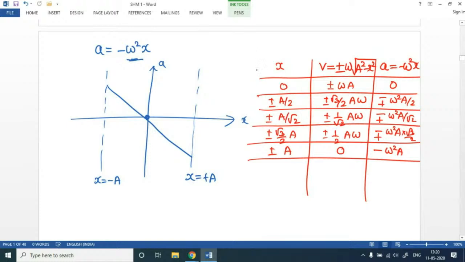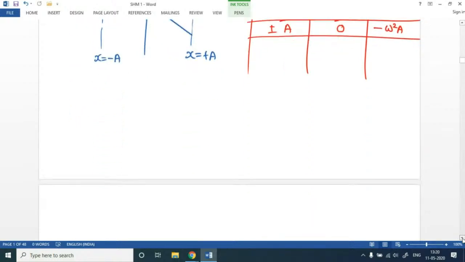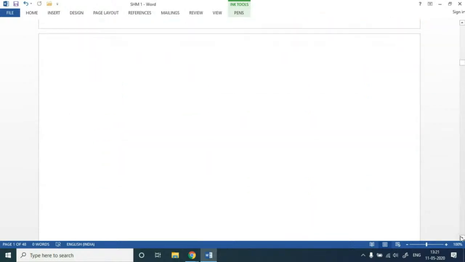So this table is very, very important, which enables you to find out, if the position is given, you will be immediately able to tell what would be its velocity and what would be its acceleration. And now let's look into the energetics of the situation.